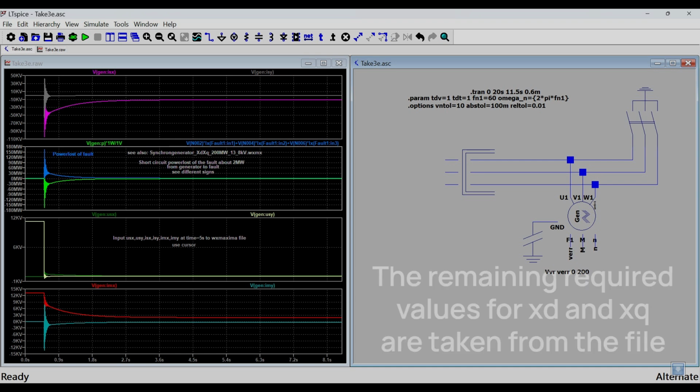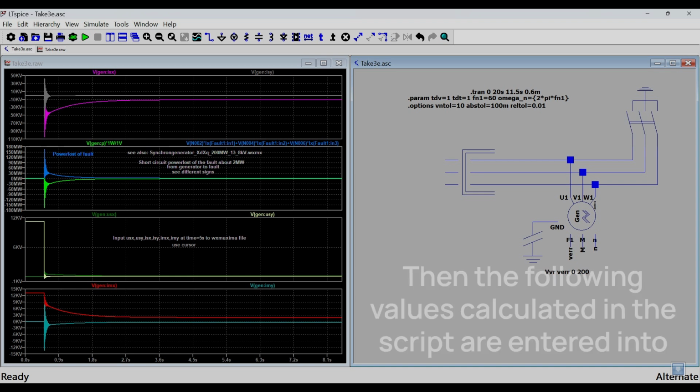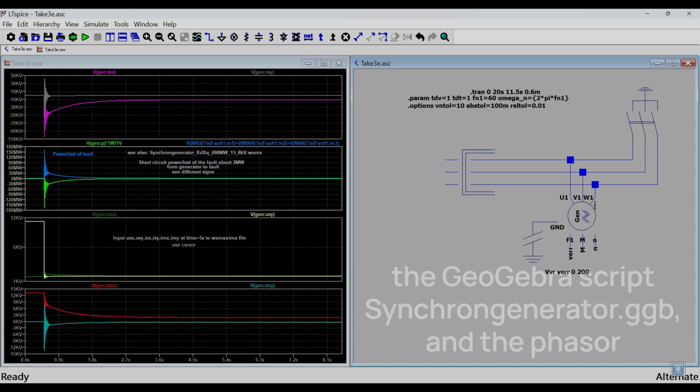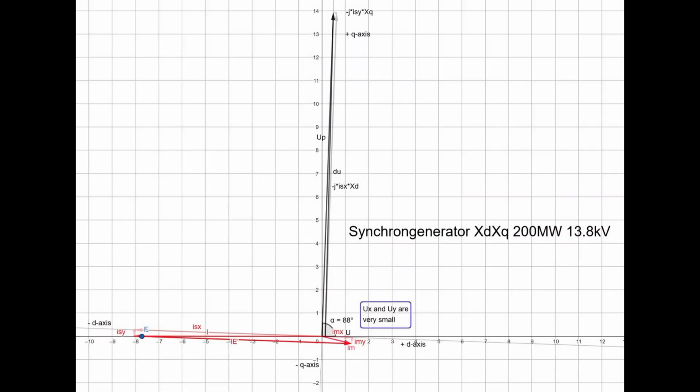The remaining required values for XD and XQ are taken from the file synchrongenerator.data.wxmx. Then the following values calculated in the script are entered into the GeoGebra script synchrongenerator.ggb, and the phasor diagram is then drawn automatically. Since the values USX and USY are so small they are barely visible, when added vectorially they result in the terminal voltage U, which is nearly zero.